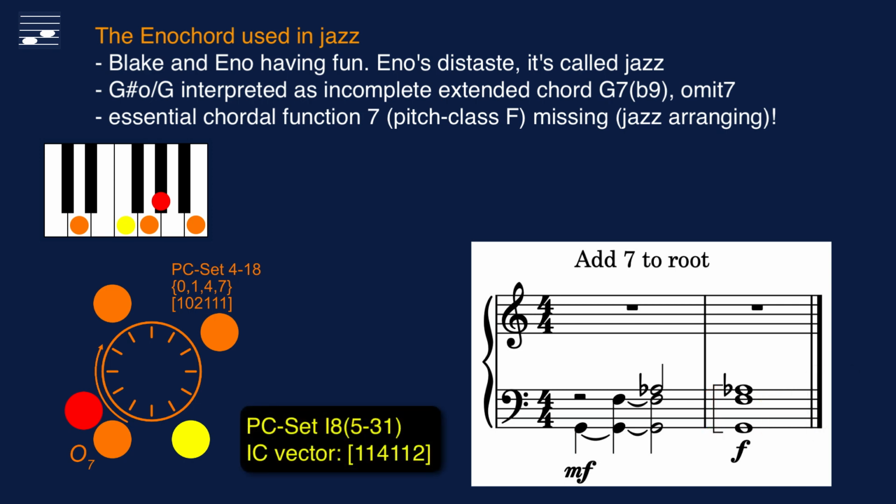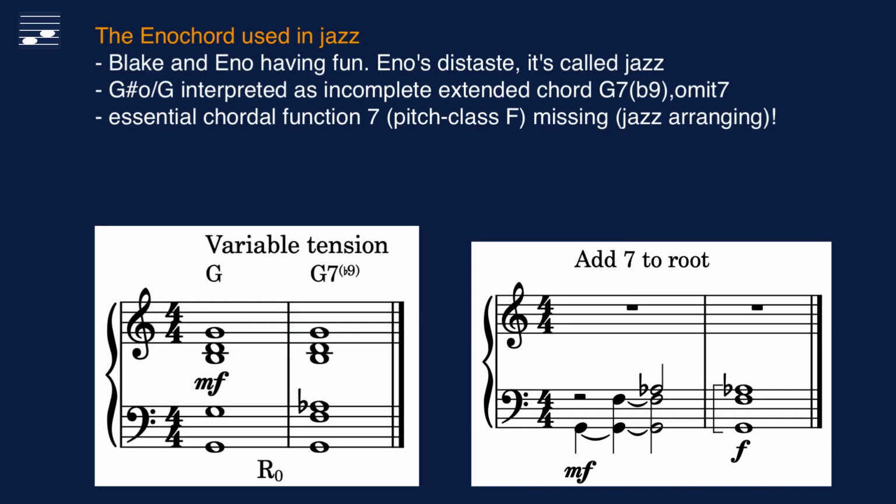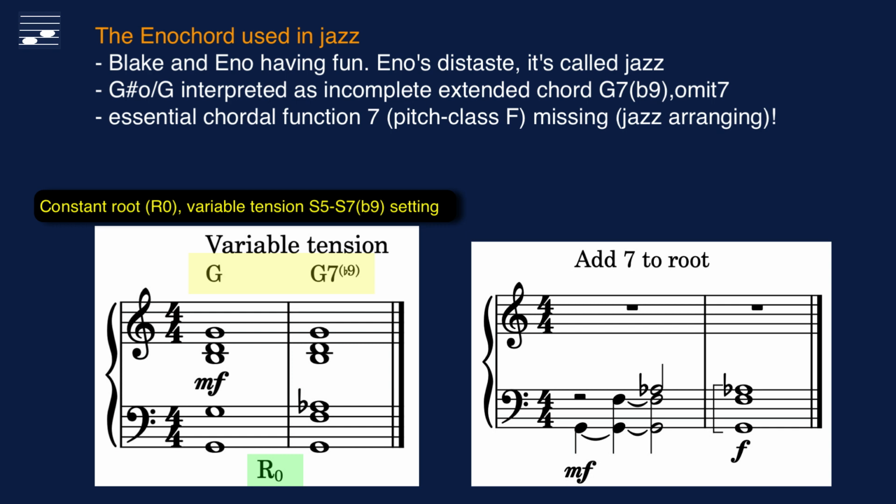An atonal pitch class set interpretation would be in terms of a 5-element set. Notice that we now have obtained a transposed inversion form of set 531. A multipart voicing of the full extended G7 flat 9 chord thus becomes. In Schillinger system terminology, this progression may be labeled as constant root variable tension.